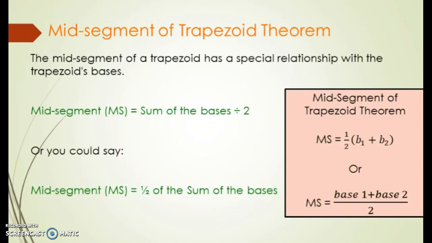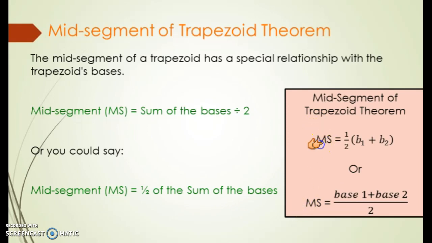The mid-segment of a trapezoid theorem tells us that there's a special relationship between that mid-segment and the trapezoid's bases. It could be said in a couple of different ways, but the mid-segment of a trapezoid is equal to the sum of the bases divided by 2. Or you could say the mid-segment of a trapezoid is equal to 1/2 of the sum of the bases. And this is how you would write the formula for this theorem.